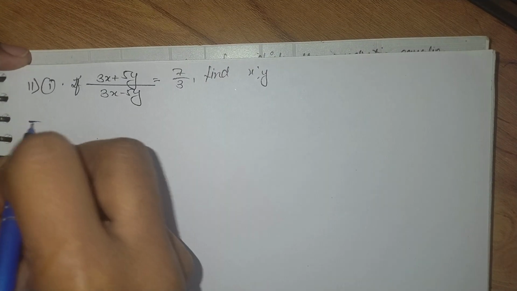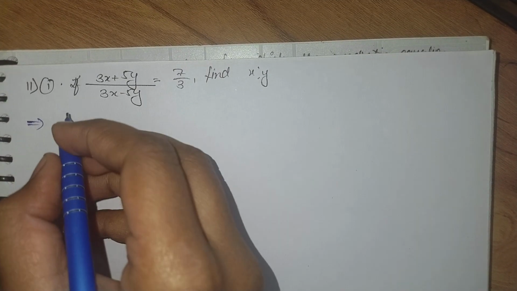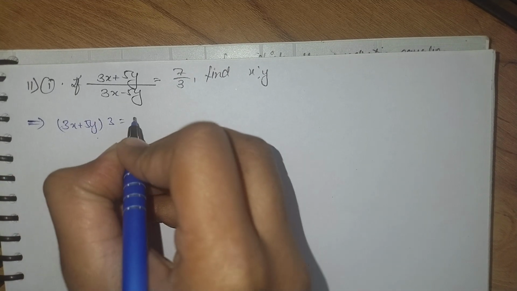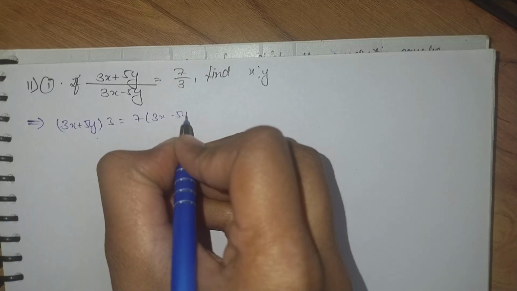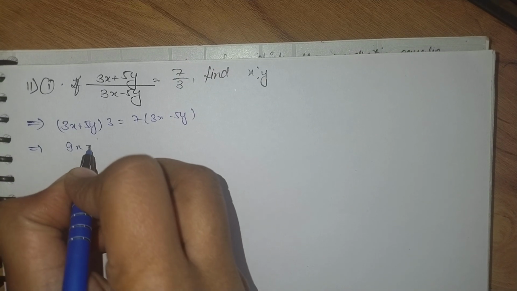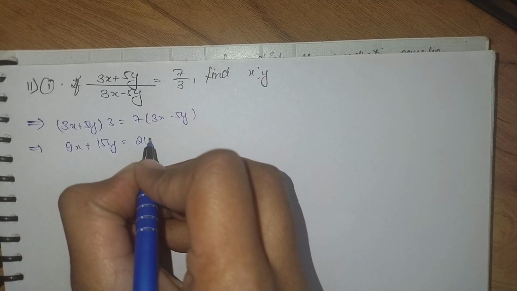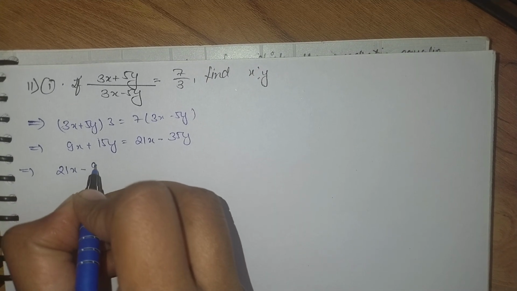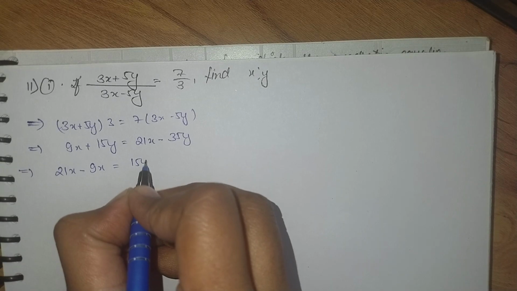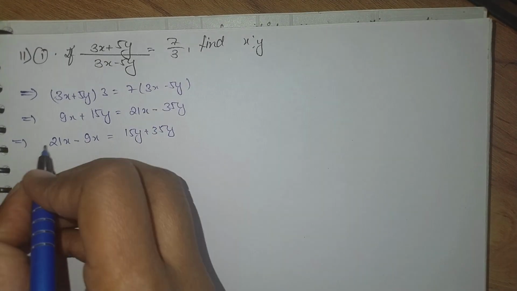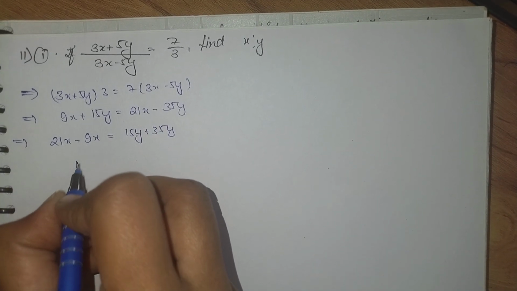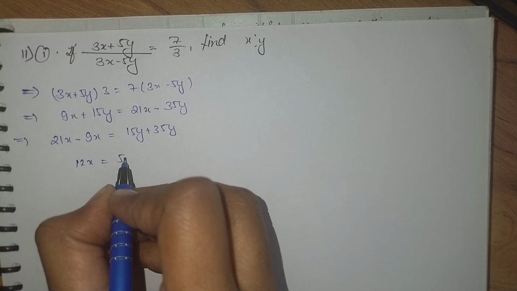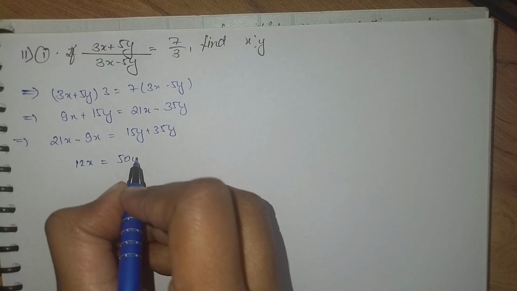Solve question number 11, first part. If we solve this part here, we will just cross multiply: 3x plus 5y into 3 equal to 7 into 3x minus 5y. That will become 9x plus 15y equal to 21x minus 35y. So 21x minus 9x this side, and this will be 15y plus 35y. So 21 minus 9 will become 12x, and here 15 plus 35 will become 50y.